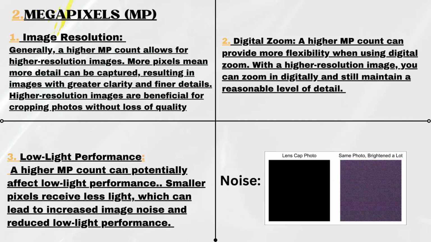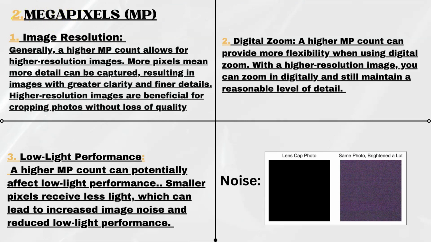1. Image resolution. Generally, a higher MP count allows for higher resolution images. More pixels mean more detail can be captured, resulting in images with greater clarity and finer details. Higher resolution images are beneficial for activities such as printing or cropping photos without significant loss of quality. 2. Digital zoom. A higher MP count can provide more flexibility when using digital zoom. With a higher resolution image, you can zoom in digitally and still maintain a reasonable level of detail.